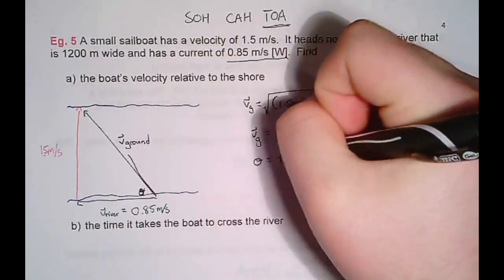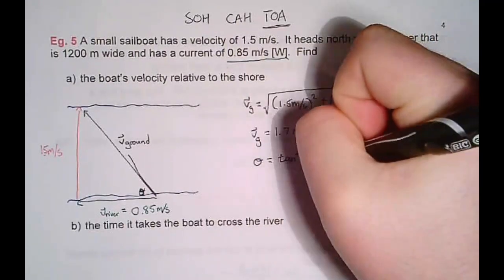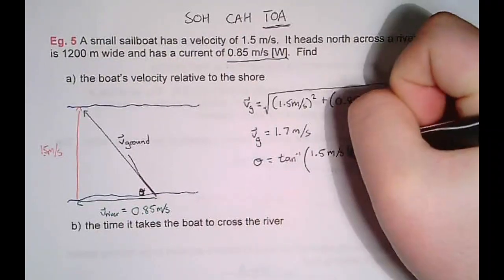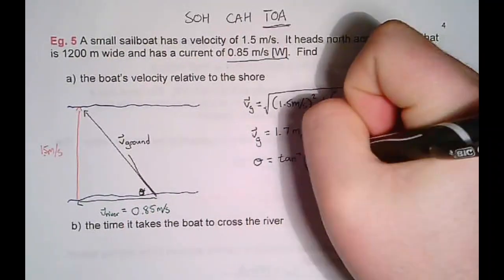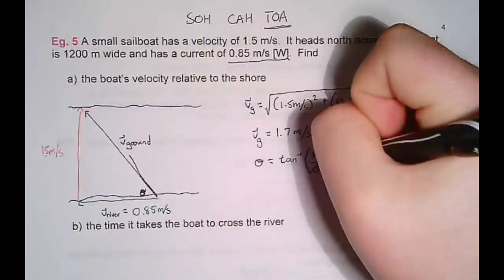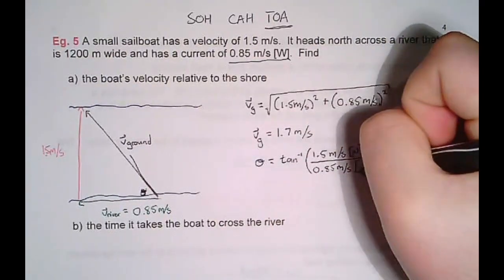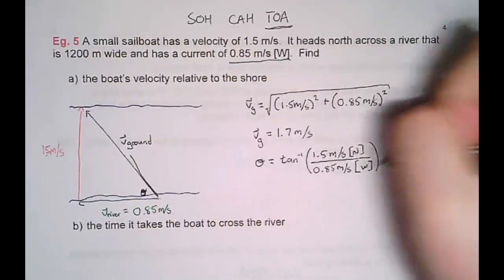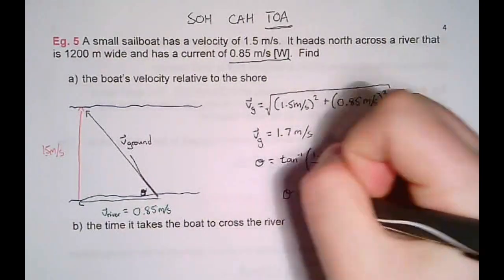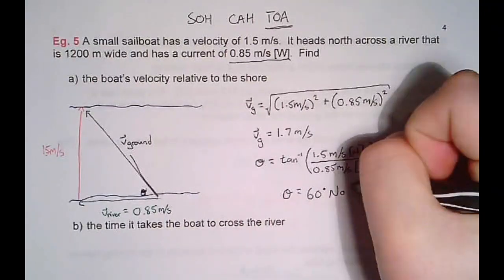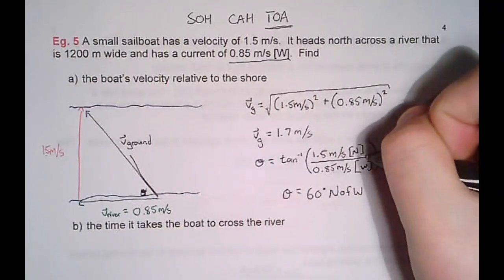So the inverse tangent is equal to 1.5 meters per second north divided by 0.85 meters per second west. So our angle is 60 degrees north of west. North of west.